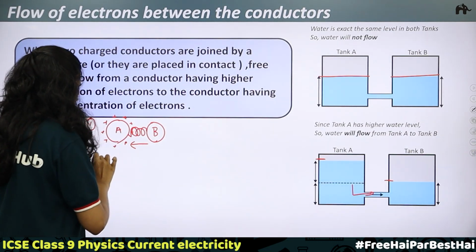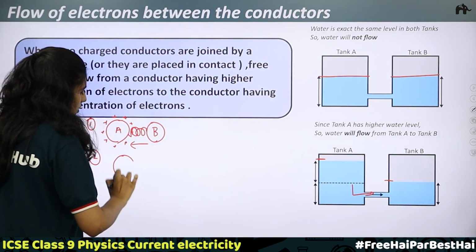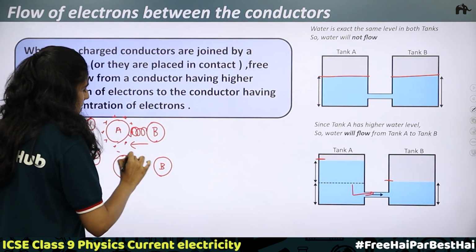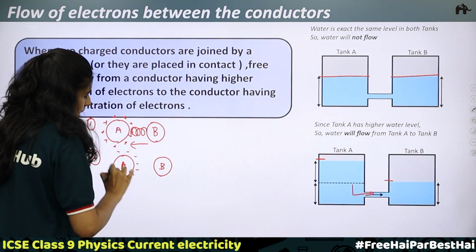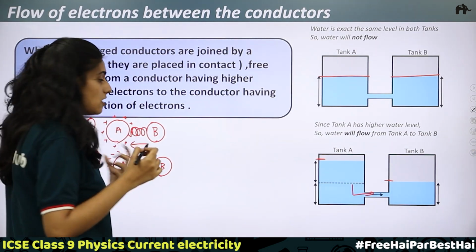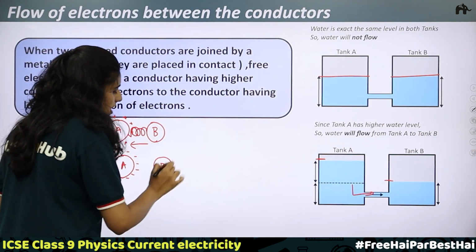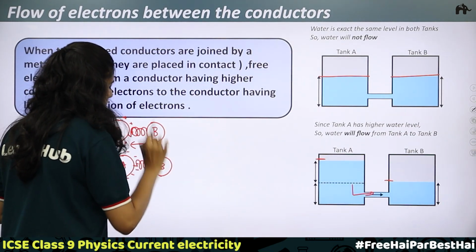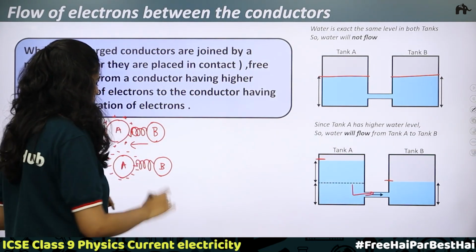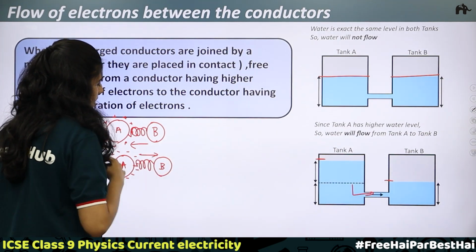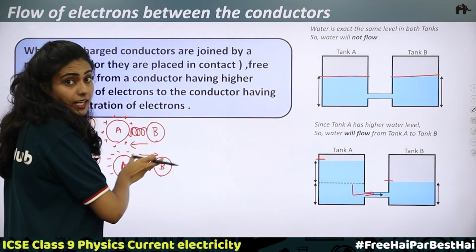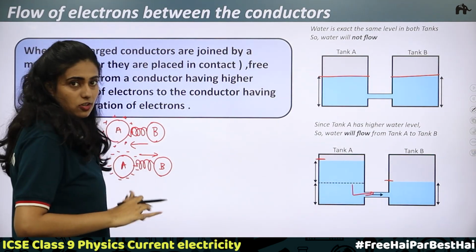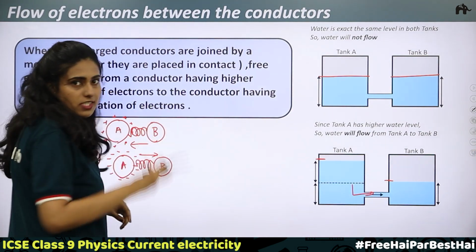Now the second case: you are taking two conductors A and B such that A is negatively charged. Negatively charged means an excess of electrons compared to the uncharged B. So when connected with a metal wire, what happens? In this direction, the electrons will flow from the region with a higher concentration of electrons to the region with a deficit of electrons.